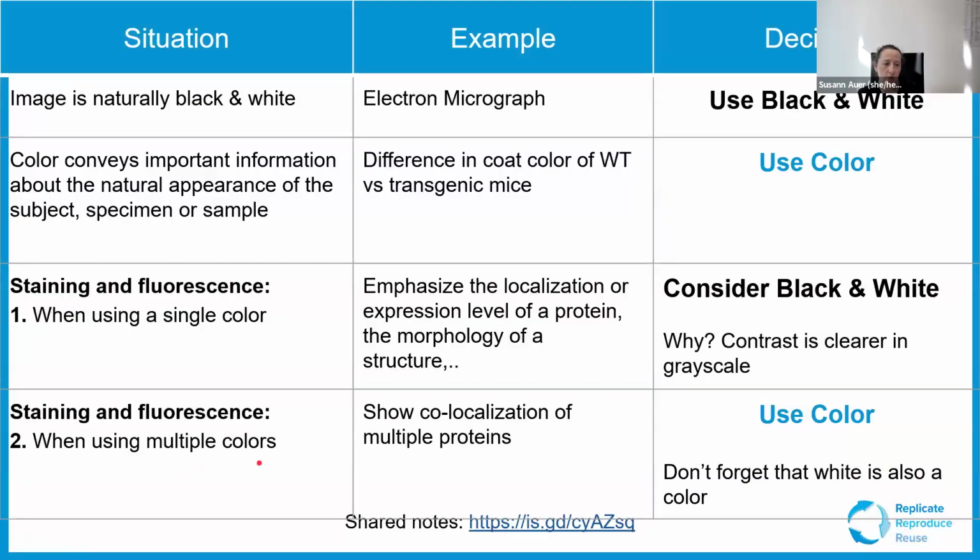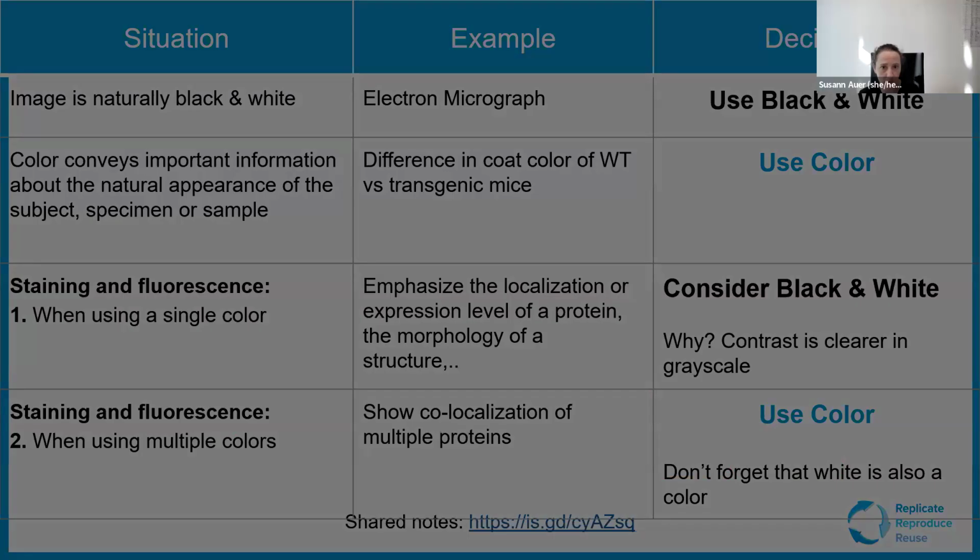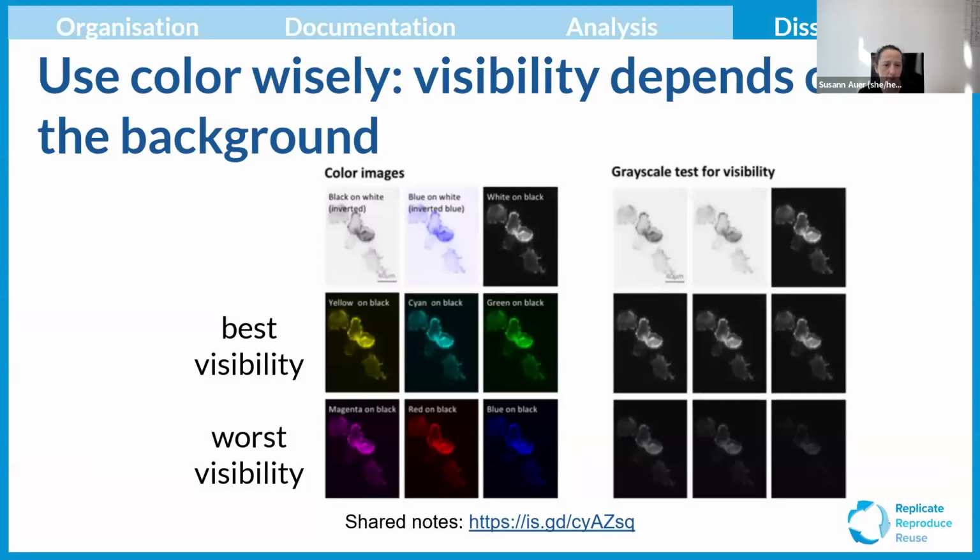If you have any kind of staining or fluorescence and you have more than one color, then using color, of course, is usually a good option to make it clear. But white is also still a color you could use. So here are some examples. Here we have a number of microscope images. You can convert them back and forth as you see fit usually. Here we have an example of good visibility, or really best visibility. So we have a black background, and then we have either this yellow, cyan, which is this bluish color, or green on black. And they are all pretty good to see, but we can also convert them into grayscale and it would still be fine to see, right?